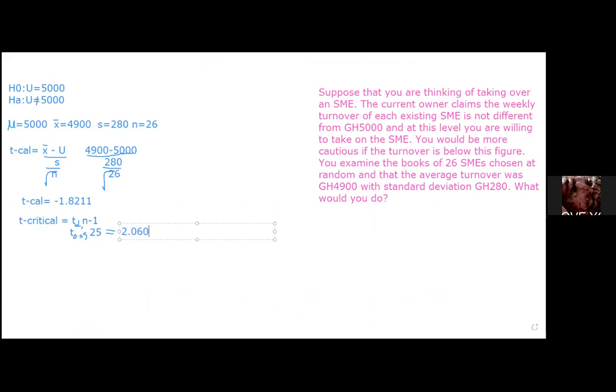2.060. Now, going with the critical value approach, what will be our decision? When you are deciding, forget about negatives and use the absolute value. So the absolute value of T cal is equal to 1.8211. You put that in two bars to show that this is an absolute value. So what will be our decision going with the critical value approach?